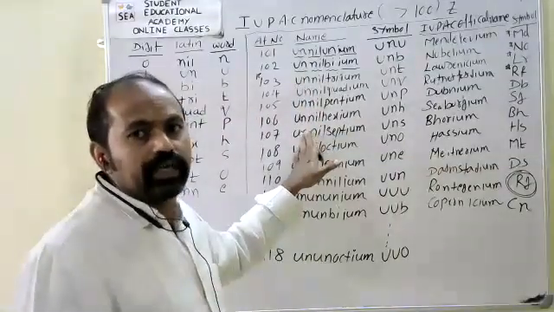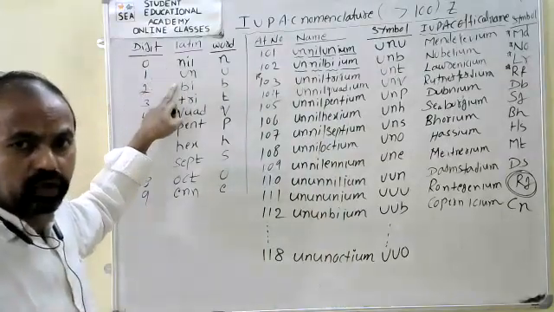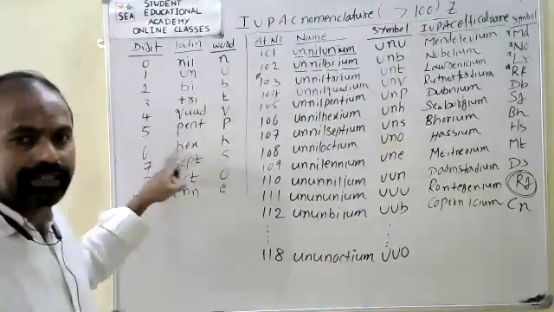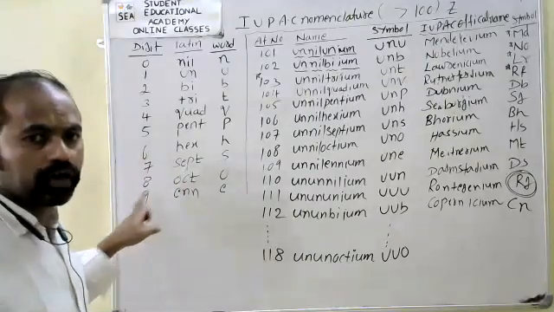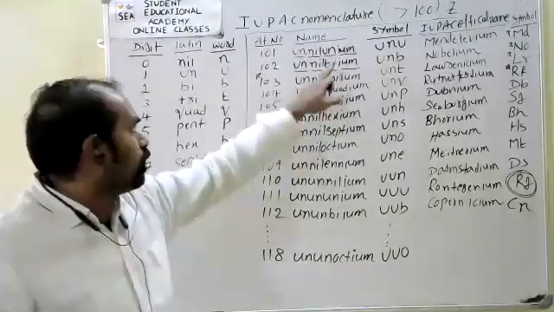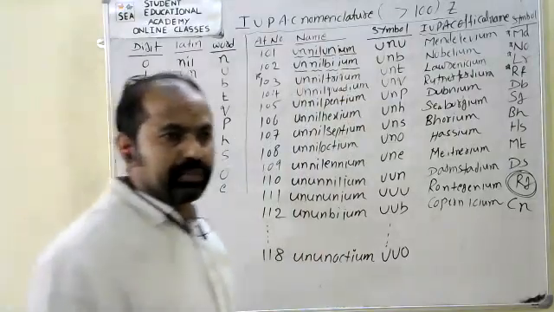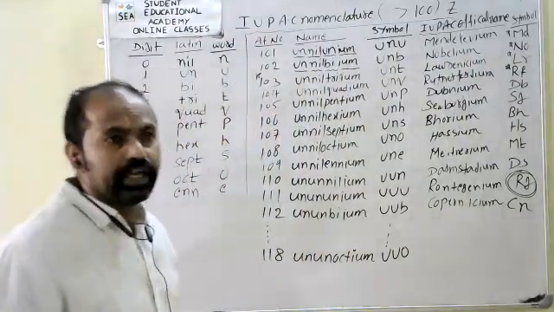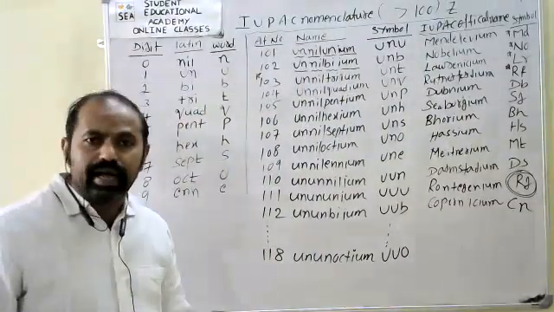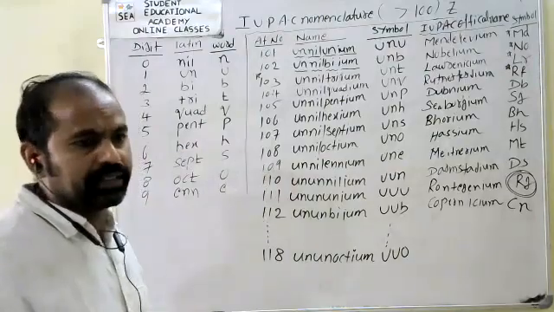We can learn these IUPAC names and symbols very easily if you know this line: nil 0, un 1, bi 2, tri 3, quad 4, pent 5, hex 6, sept 7, oct 8, enn 9. Based on that we give the names. Finally we add the common ending ium. Symbols are very easy. This is the IUPAC nomenclature for elements having more than 100 atomic numbers.